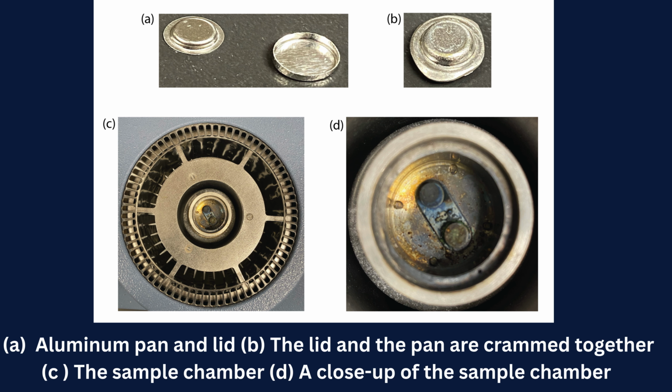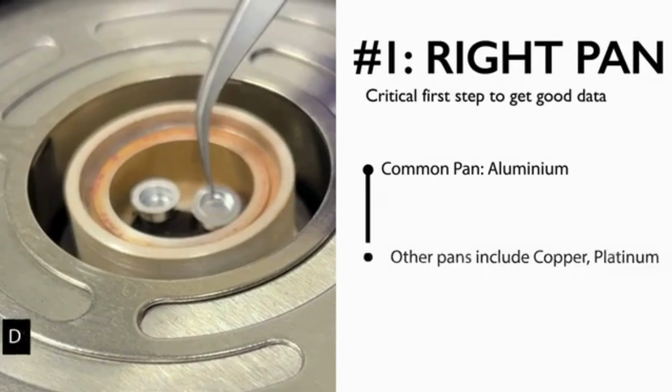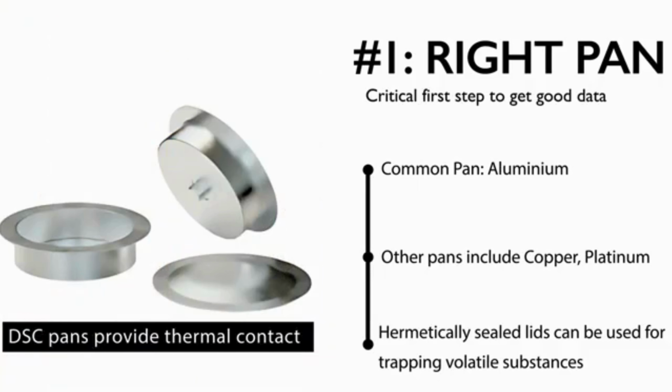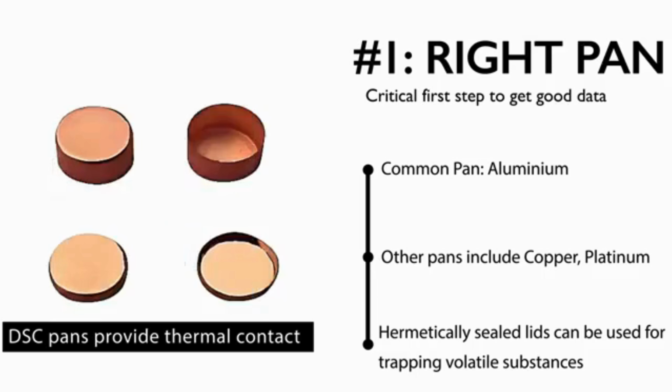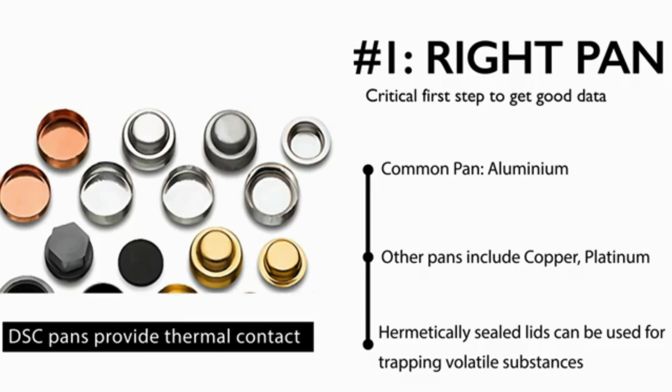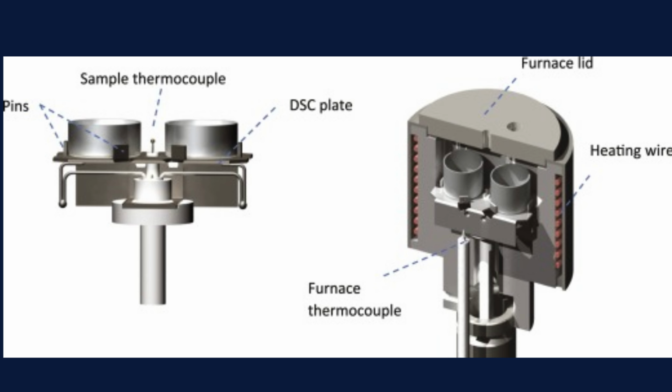Sample and reference pans. The sample is placed in a small crucible or pan, while an empty pan or inert reference material occupies the reference position. Aluminum pans are most commonly used for polymer analysis, although stainless steel, gold, platinum, copper, and high-pressure pans are available for specialized applications. Sensors and thermocouples. Highly sensitive thermocouples or heat flux sensors continuously monitor temperature and heat flow differences between the sample and reference.